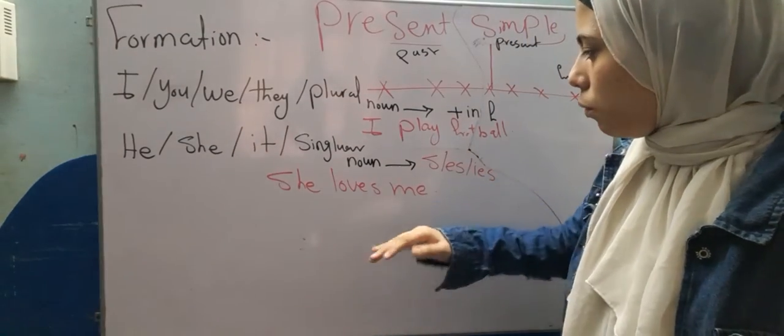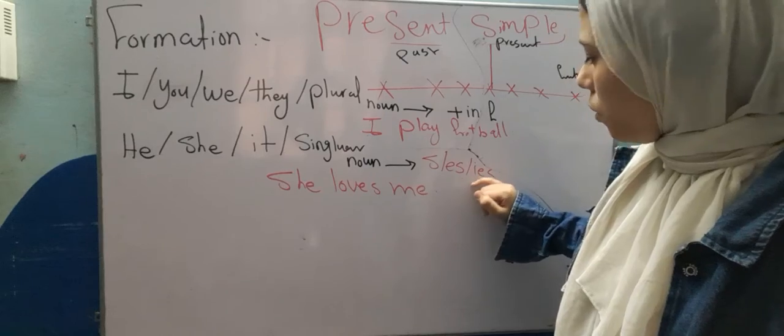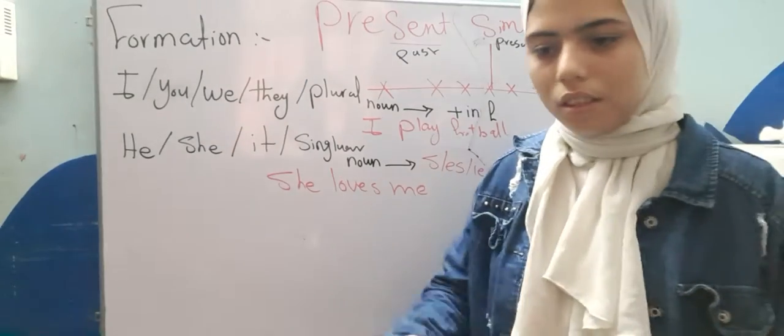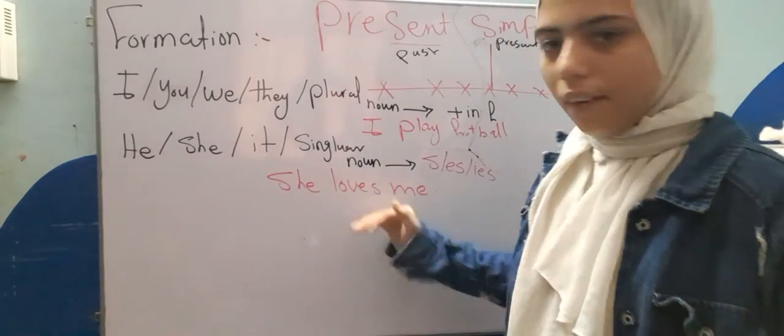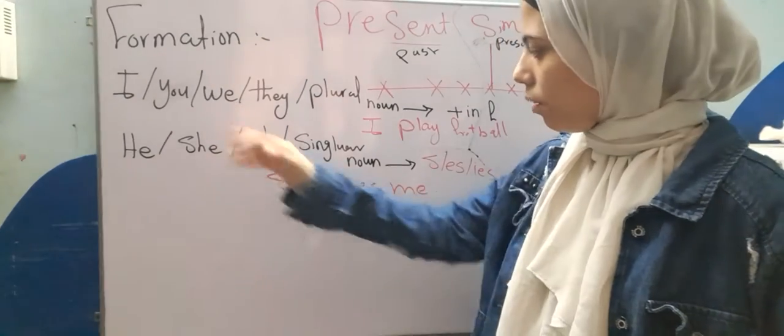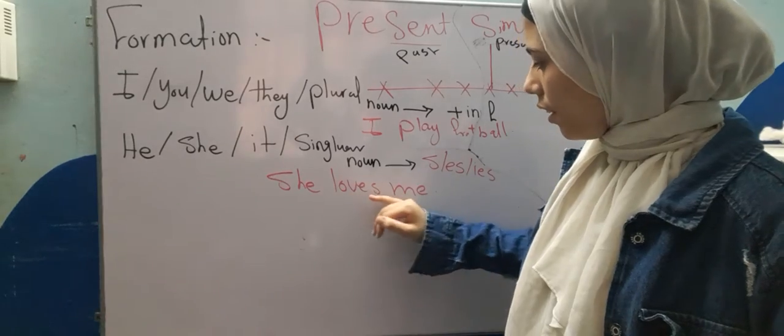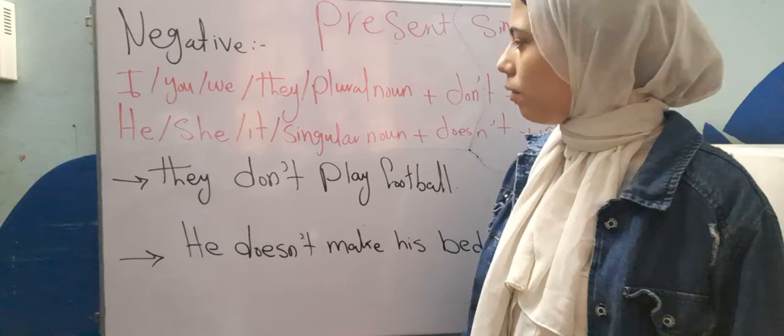Like if the verb ends with a y, we delete the y and put ies, and you will notice that in the front of the video. Fine. So as an example, we're going to say she loves me. Here is she, the subject, and loves is the verb plus the s, and the object is me.